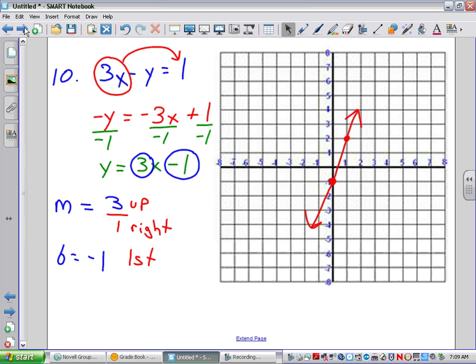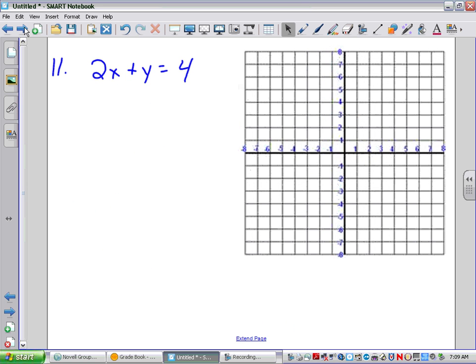Let's do number 11 together. Number 11. The problem in the book says 2x plus y is 4. Well, is it in slope-intercept form? No, because it doesn't start with y. So all I need to do is take this 2x and move it right there. The 2x, when I move it, becomes negative 2x. So I bring down my y equals negative 2x plus 4. And that puts it in slope-intercept form.